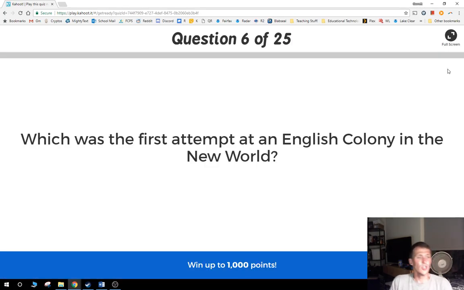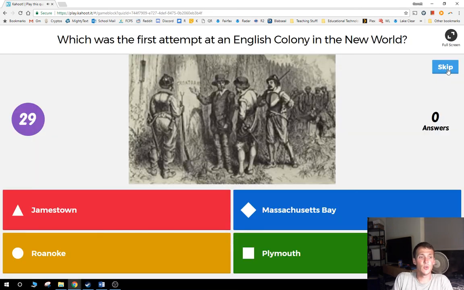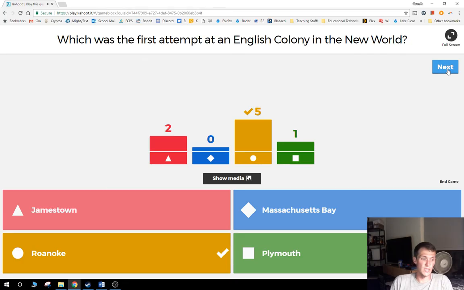We got some score. This is one you guys definitely know. Which was the first attempt at a new English colony? First attempt at an English colony in the New World. Was it Jamestown, Massachusetts Bay, Roanoke, or Plymouth? Sweet, Roanoke is correct, right?